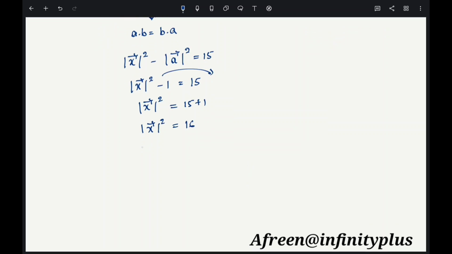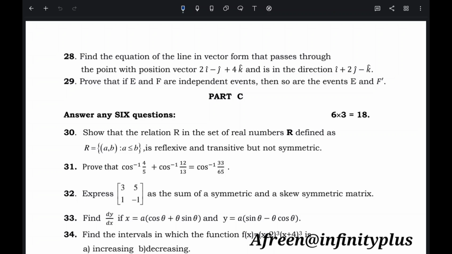Now magnitude of x vector whole square is equal to 4 square. So let's cancel square on both the sides. You will get magnitude of x vector is equal to 4. So this is the answer for the question they have asked. Now we are done with the 27th question. Let's move on to the 28th.